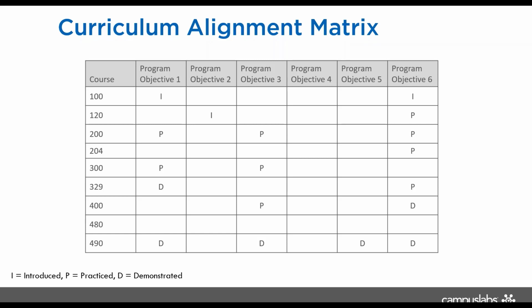So here you can see on our left-hand side, we have our courses. Along the top are our program objectives. Our key, the I is standing for introduced, the P is standing for practiced, and the D is standing for demonstrated. So just looking at this, I want you to think in your own head or talk out loud. What are you noticing by looking at this curriculum alignment matrix?